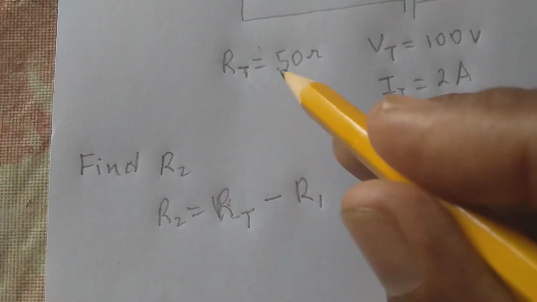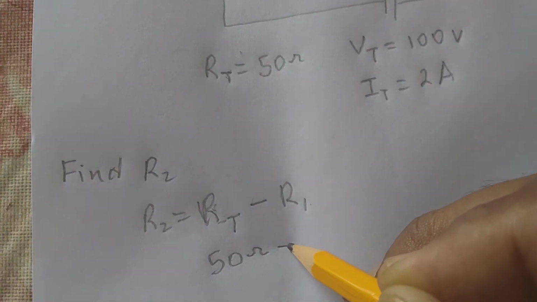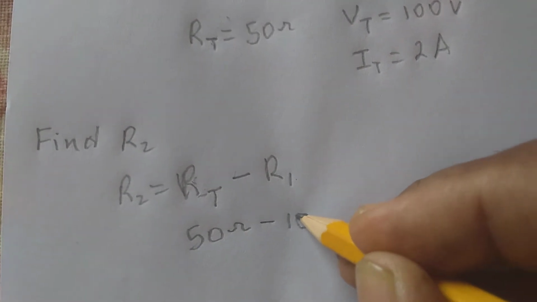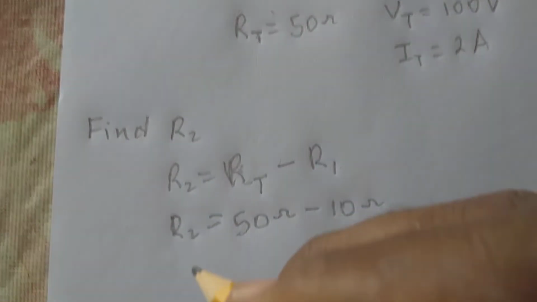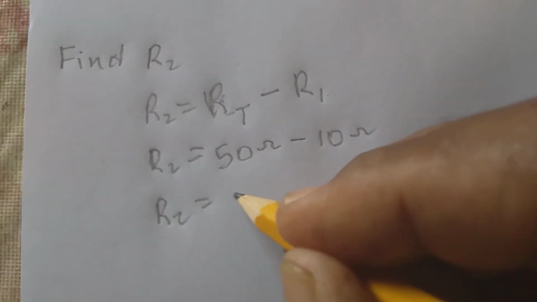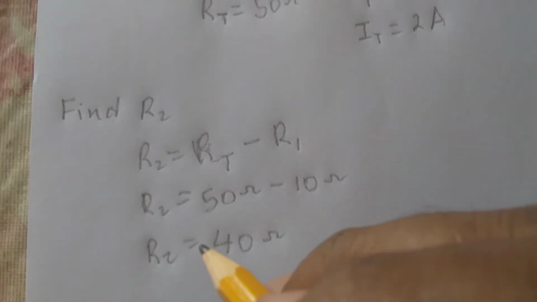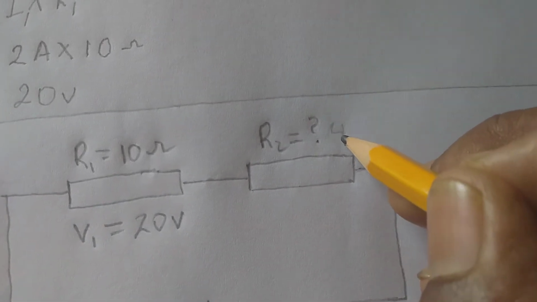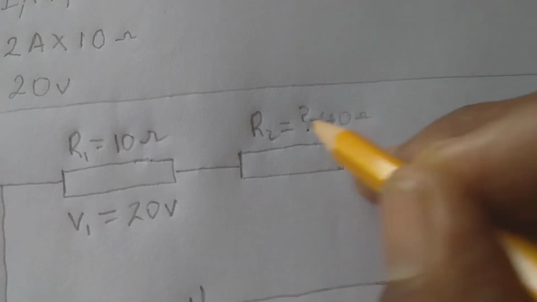So here we have RT being 50 ohms minus R1, which is 10 ohms, and that is equal to R2. So writing R2 is equal to 50 minus 10, and we are left with 40 ohms. So here now R2 is equal to 40 ohms. So just keep that in mind.